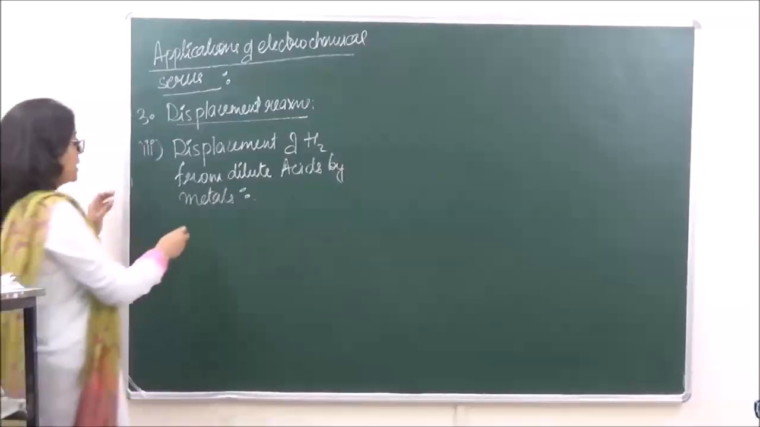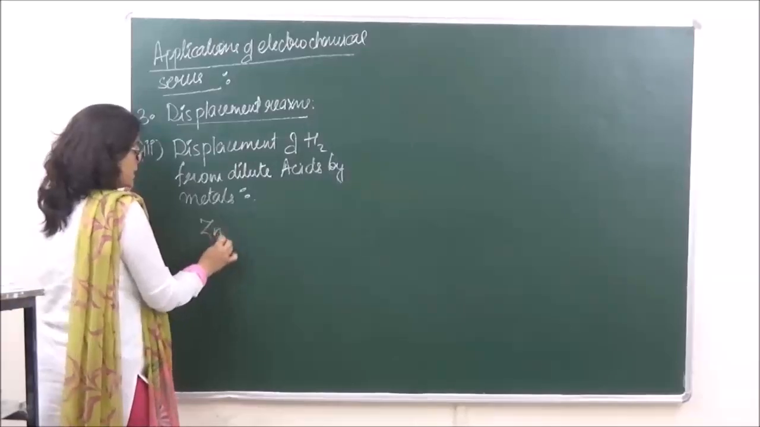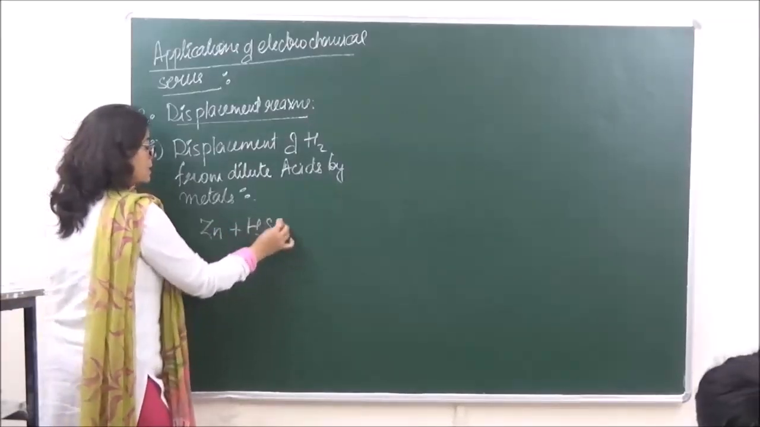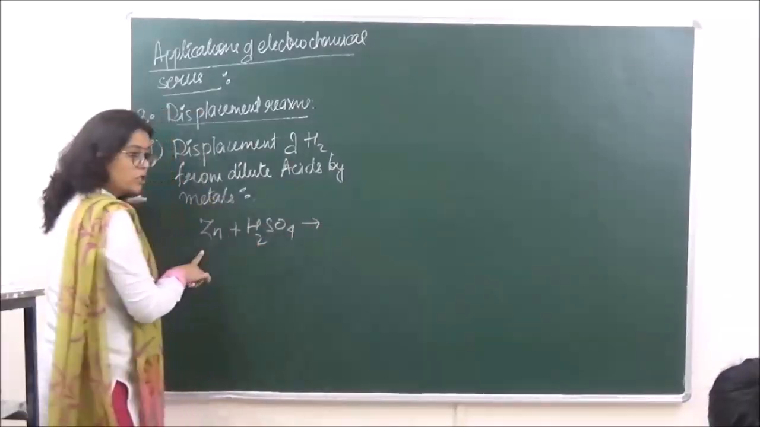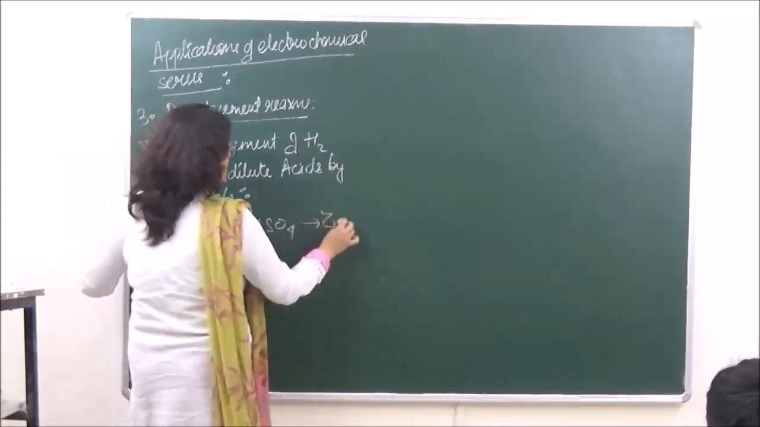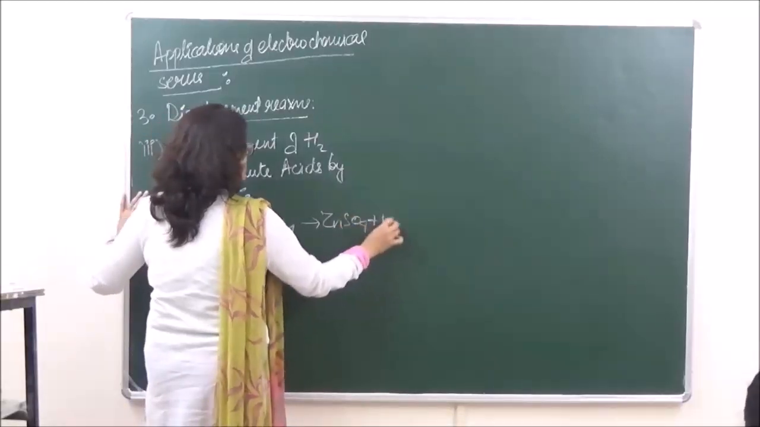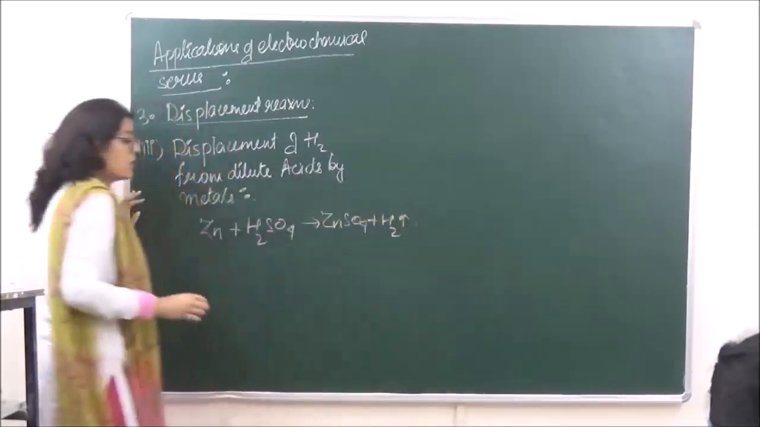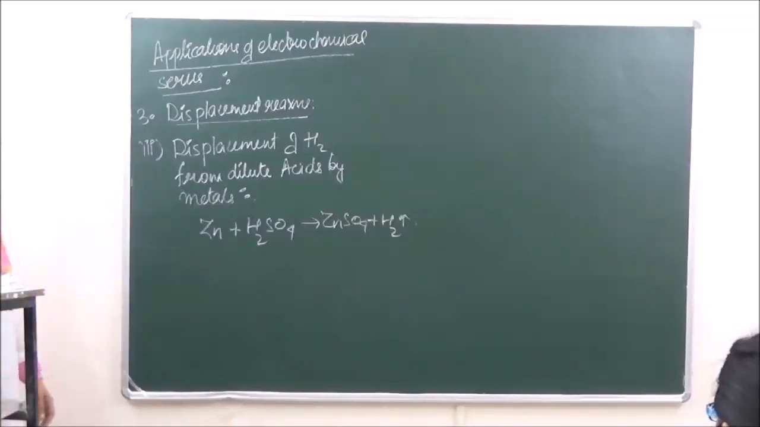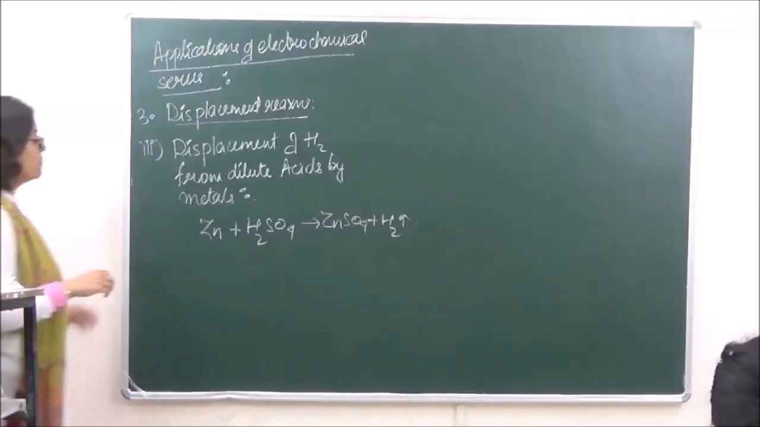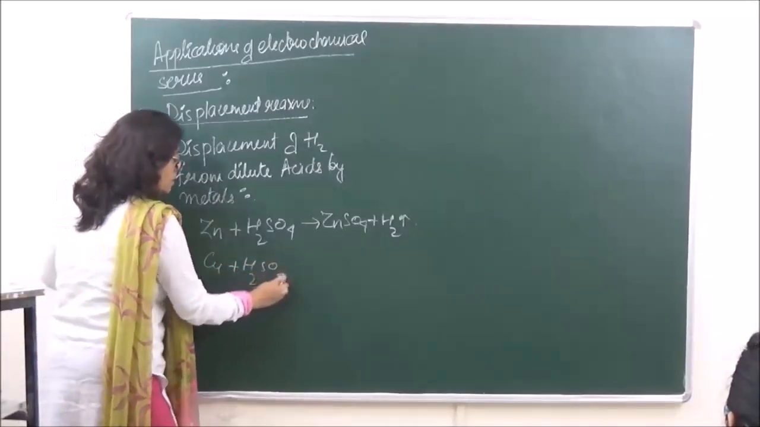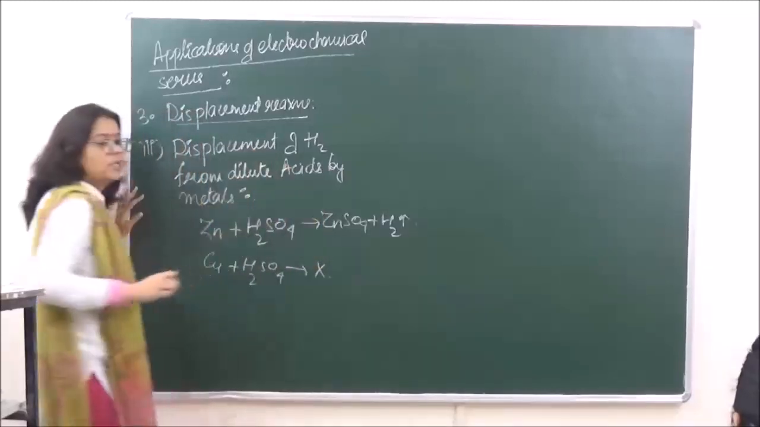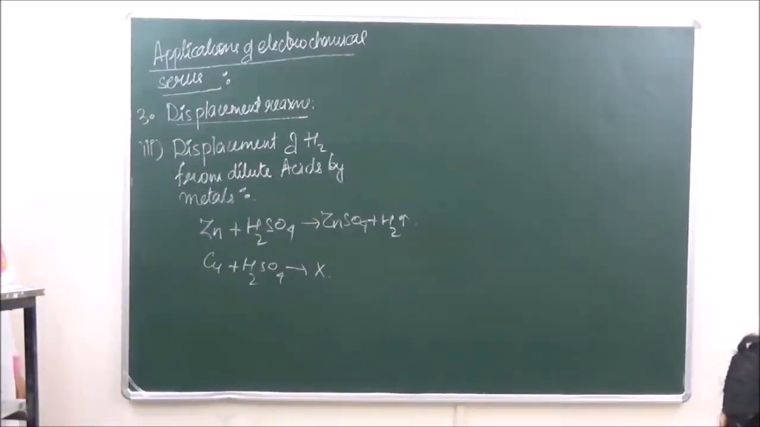As for example, if we are taking zinc plus sulfuric acid, zinc has a negative electrode potential value. Therefore, in such cases, hydrogen gas would be evolved when we are reacting the metal with acid. But if we do a similar reaction with copper, the reaction does not take place. So the reaction over here is not going to take place.